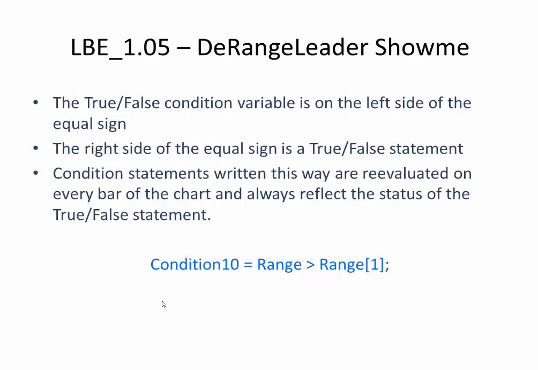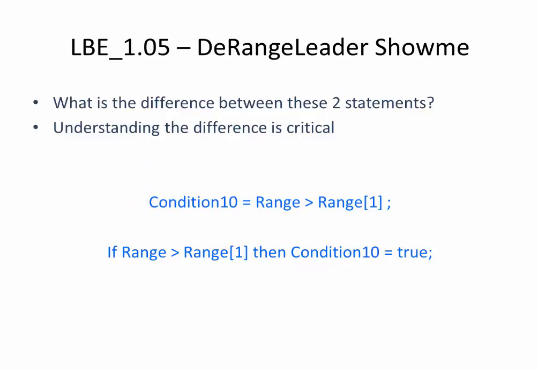So here we have our condition 10 is equal to range greater than range of the prior bar. The condition variable is on the left side of the equal sign, and the right side is the true-false statement. Condition statements written this way are always reevaluated on every bar of the chart and always reflect the status of the true-false statement. So let's take a look at these two statements.